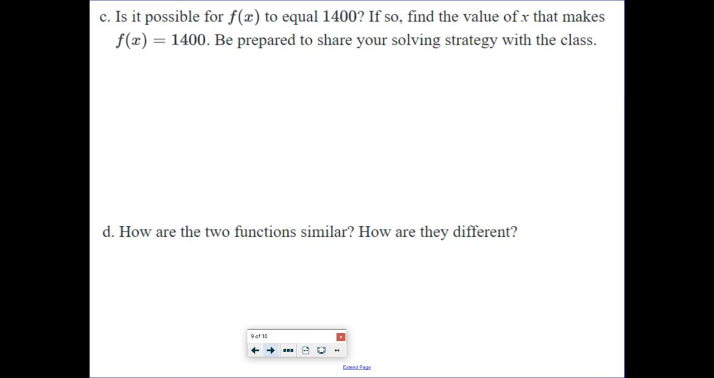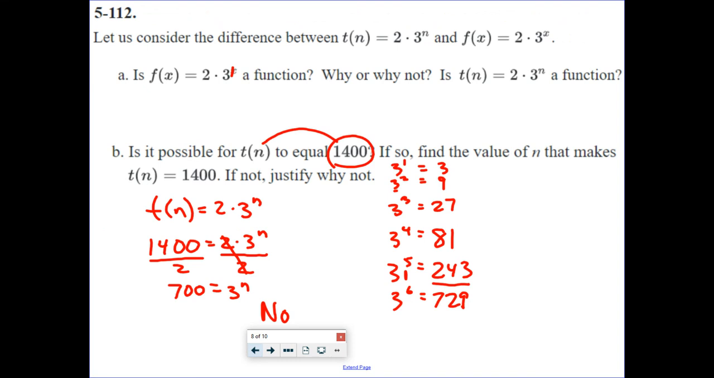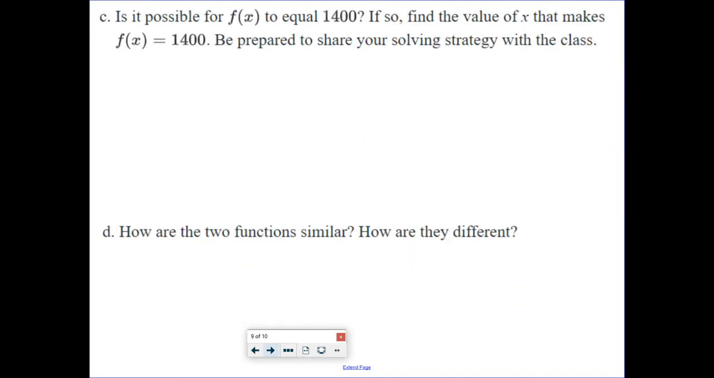Now look, at this point, it's kind of the same idea that we just did before. Am I asking for the exact answer? Some of you might be able to actually find it, but probably not. It is not the easiest math, and it is not math we're going to really learn at all this year. That's not the focus of this year. But I do know from the work I just did over here, 3 to the 5th is 243, 3 to the 6th is 729. So it's not a whole number. So can f of x equal 1,400?